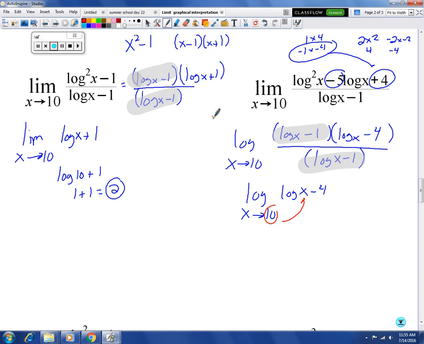We get log of 10 minus 4. Log of 10 is a 1. Minus 4, we get a negative 3. All right.